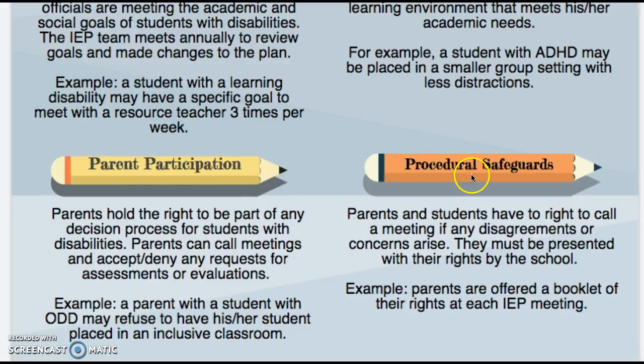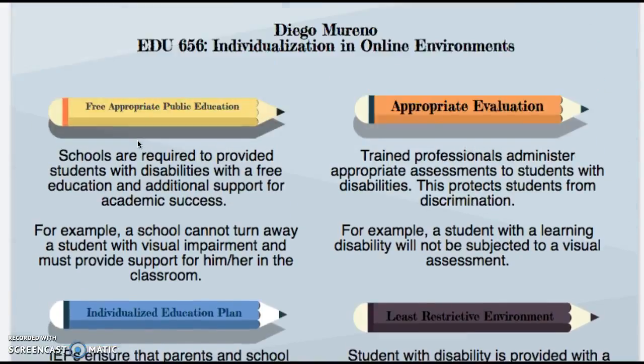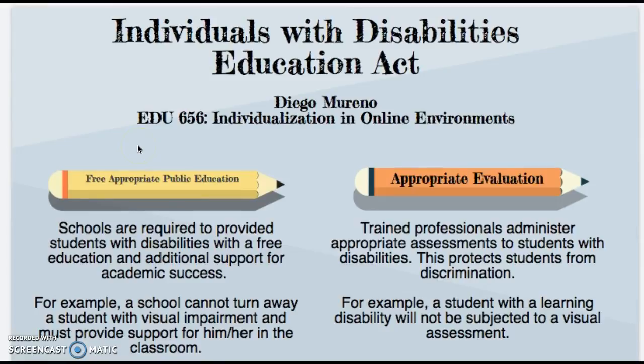And finally, procedural safeguards. Parents and students have the right to call a meeting if any disagreement or concerns arise. They must be presented with their rights by the school. This comes in a form of a parent booklet. Parents are offered booklets at each IEP meeting. So those are the six components of the Individuals with Disabilities Education Act, or IDEA.